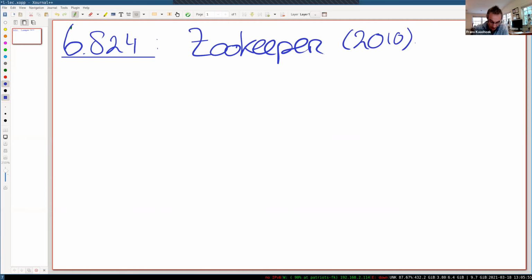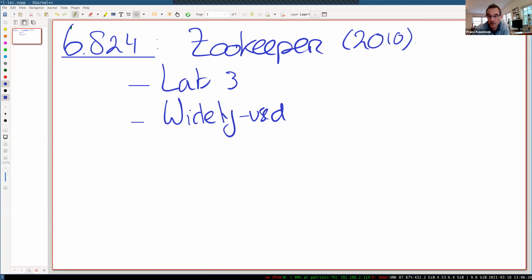And the Zookeeper one is particularly relevant to us because it has a little bit of a relationship, as we'll see, with Lab 3. So it will allow us to talk about some properties of Lab 3, particularly linearizability. But the Zookeeper system, more importantly, is interesting because, one, it's a widely used system in practice, well beyond Apache, well beyond Yahoo. There's an open source Apache project that is still active.